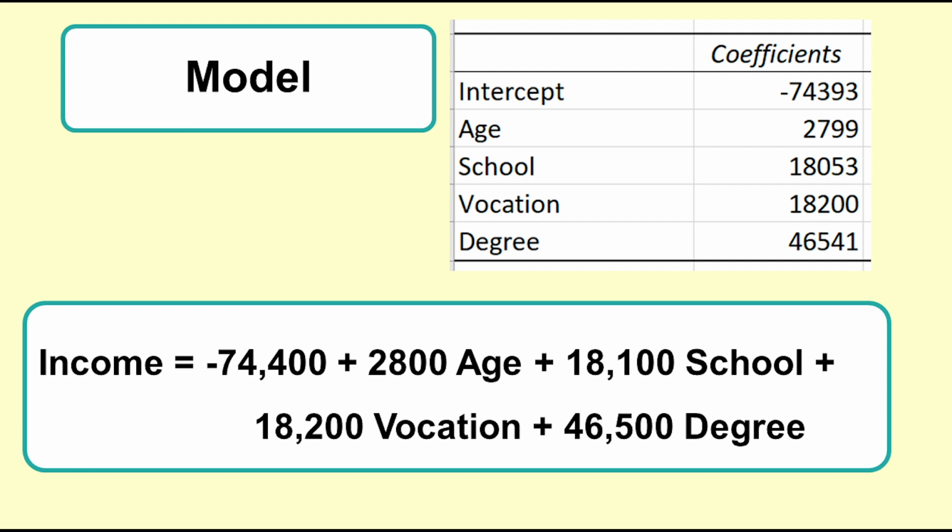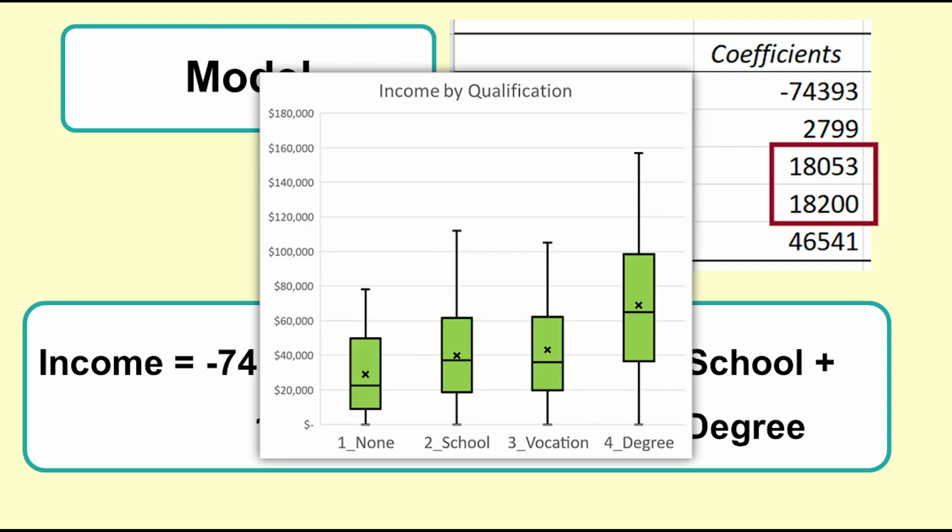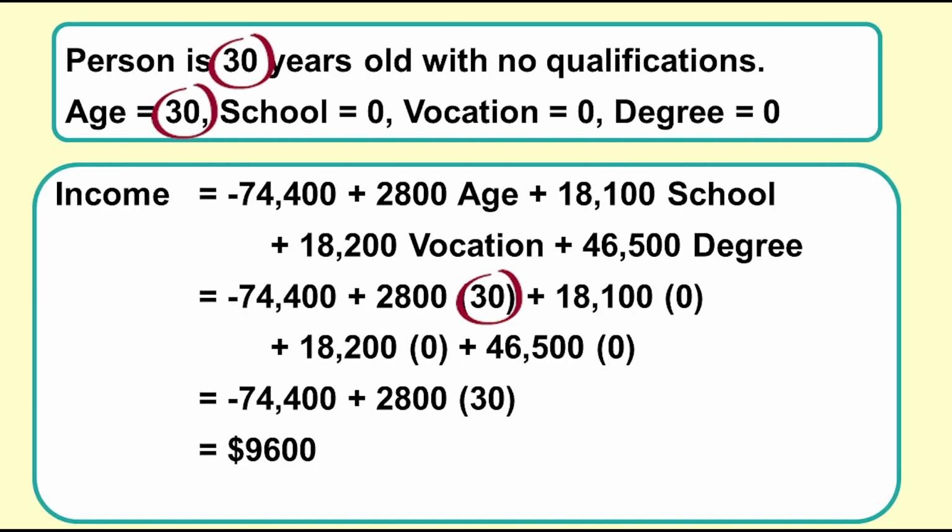We write the model as income equals negative 74,400 plus 2,800 age plus 18,100 school plus 18,200 vocational plus 46,500 degree. You may have noticed that the coefficients for school and vocational are just about the same. We can see in the box plot that there is little difference between these two groups. For a 30-year-old with no qualifications, the expected income is negative 74,400 plus 2,800 times 30. Each of the other terms has a zero value.